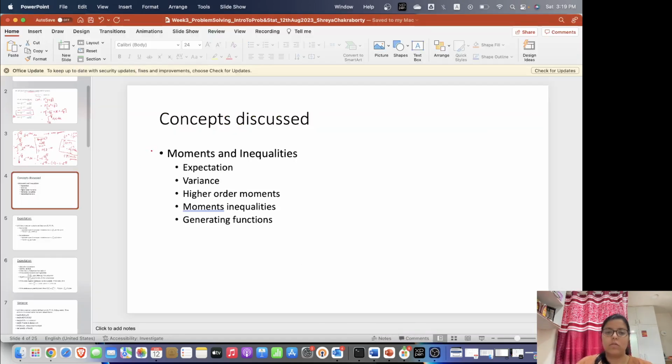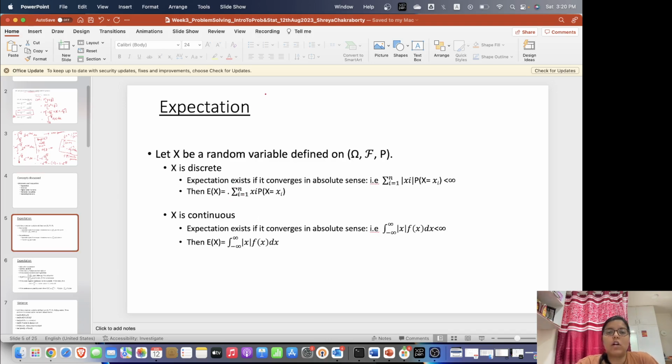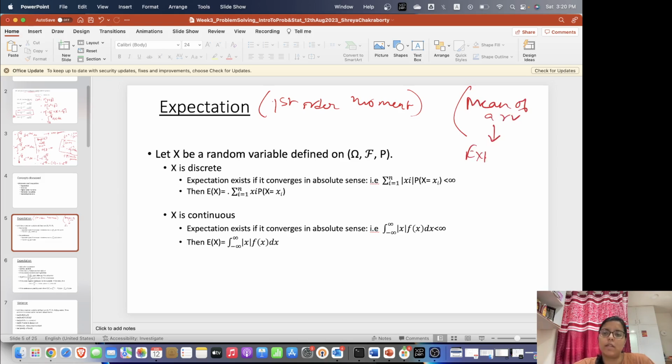All right. So, briefly, the lectures touched upon concepts of moments and inequalities. In terms of moments, Sir talked about expectation, variance, how to find higher order moments, and some moment inequalities and generating functions. So, the first order moment that was discussed was expectation. In some scenarios, when you talk about the mean of a random variable, what essentially we are referring to is the expectation. Now, here goes the definition.